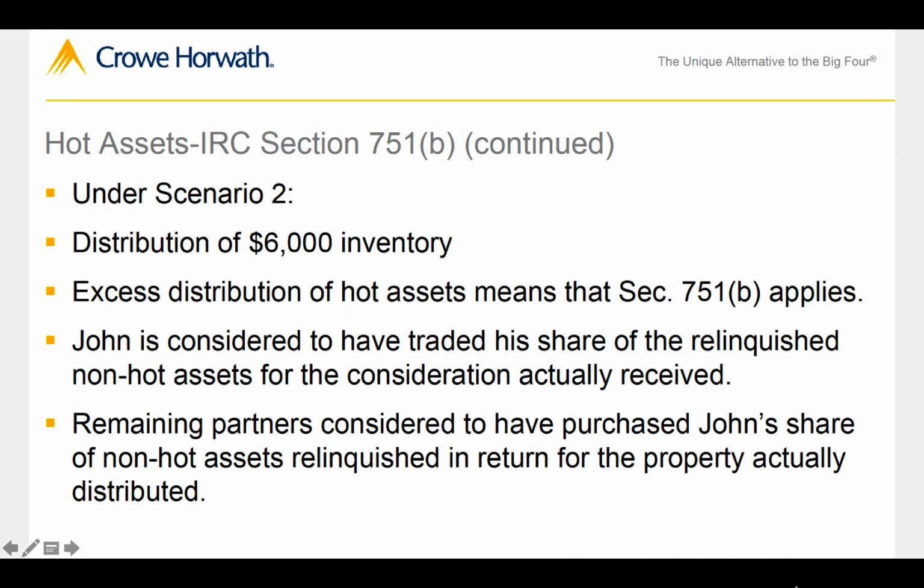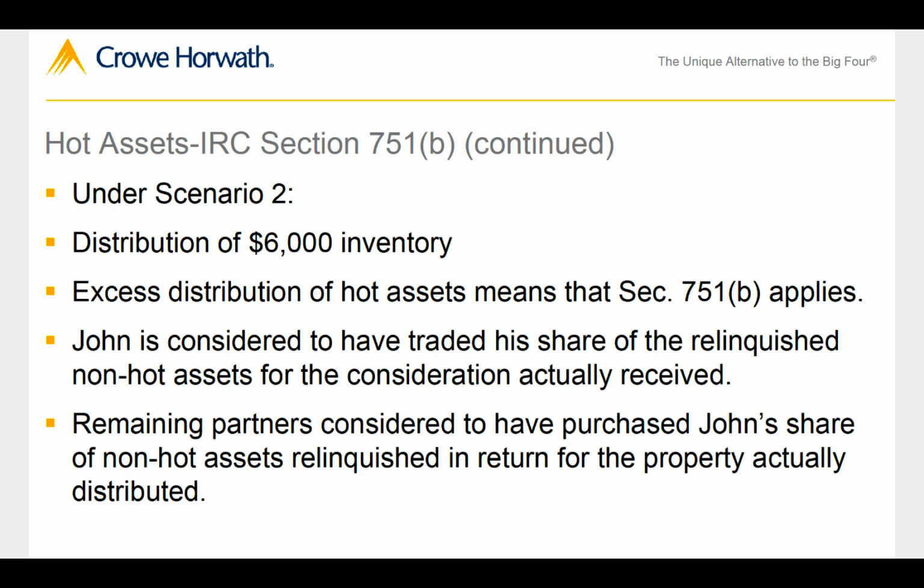Now under scenario 2, John receives $6,000 of inventory. Remember, we pretend like he received $4,000 of cash and $2,000 of inventory, and then he traded his cash for more inventory. He bought more inventory from the partnership. That's not really what happened, but that's what we deem to have happened for tax purposes. So that excess distribution of hot assets means that Section 751 applies. And again, John is considered to have traded his share of the relinquished non-hot assets, the cash, for the consideration he actually received, the inventory.